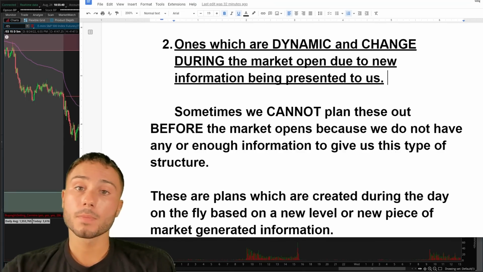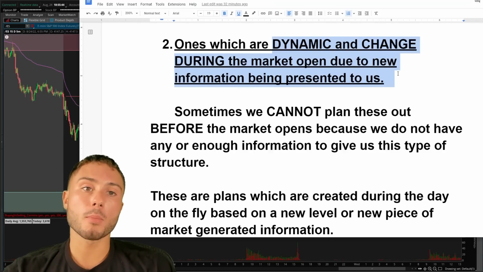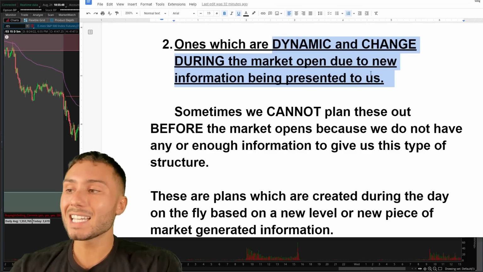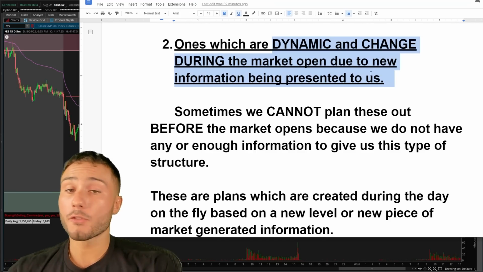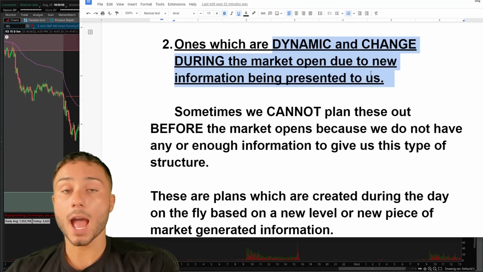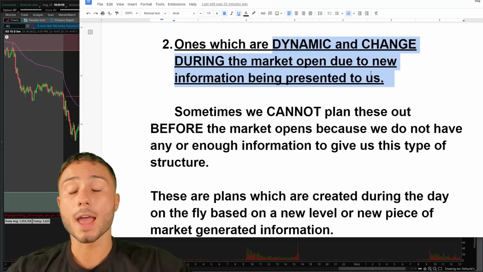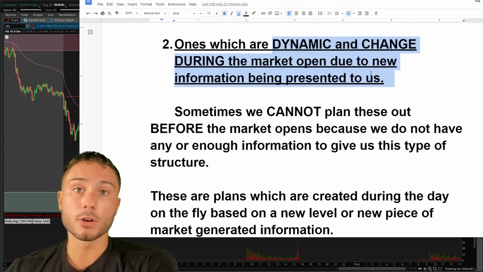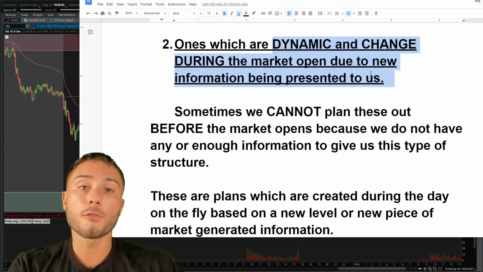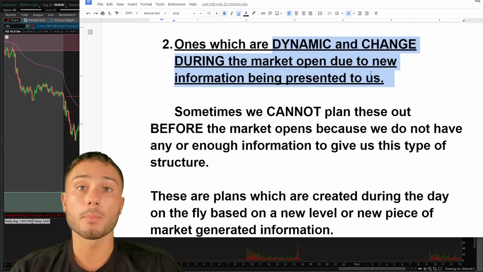In this setup, number two, these are ones which are dynamic and change during the market open due to new information being presented that we did not have in the past. The first trades that I showed you, we had that information in the past, meaning, okay, I want to play long at demand, or okay, I want to play short at supply. That was known before the market even opened up. These are ones that formed during the market open based off of new intraday development.